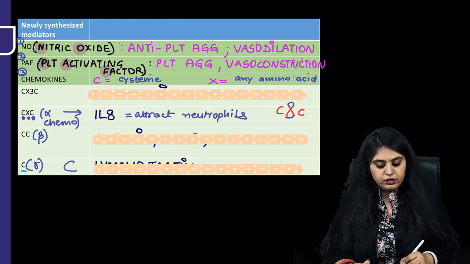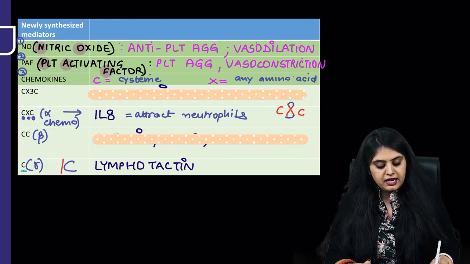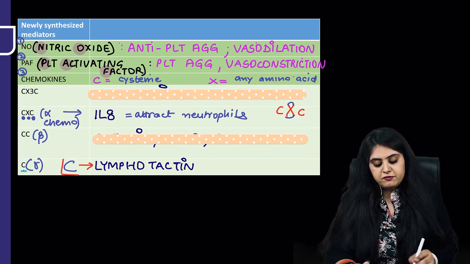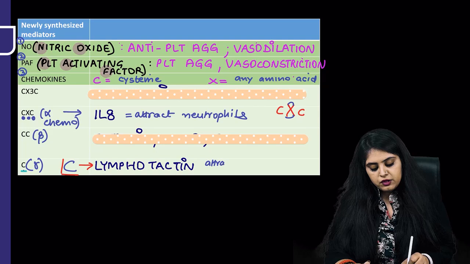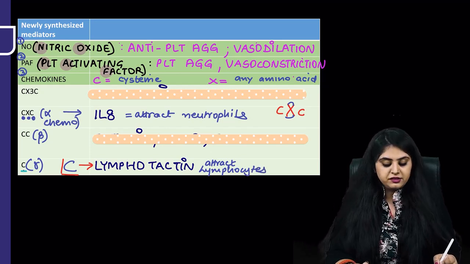Single C is going to also look like the alphabet L. So the example for this is lymphotactin, and common sense tells me that lymphotactin is something which will go and attract which cells? It will attract the lymphocytes. Yes, again common sense, fine.